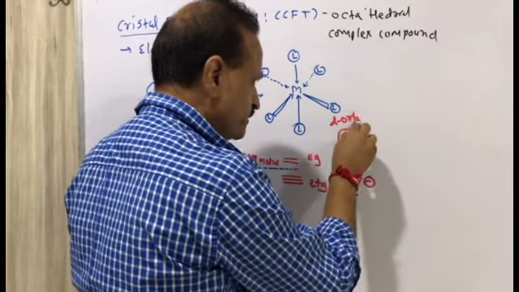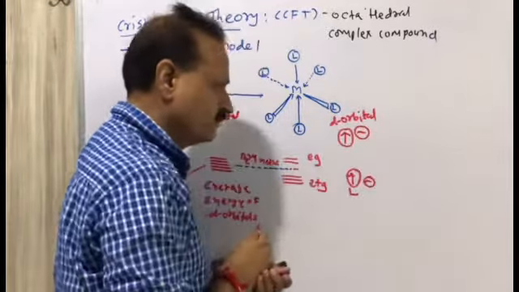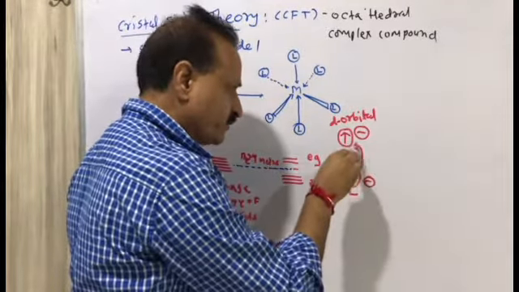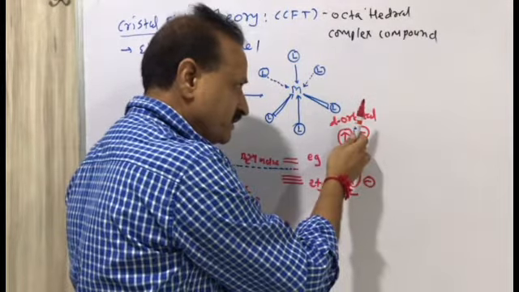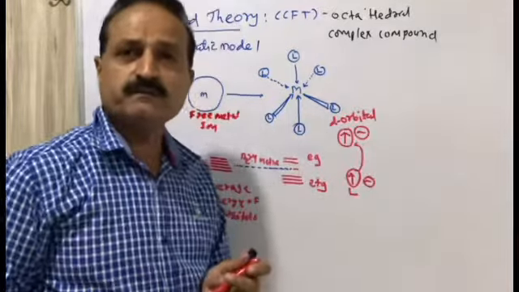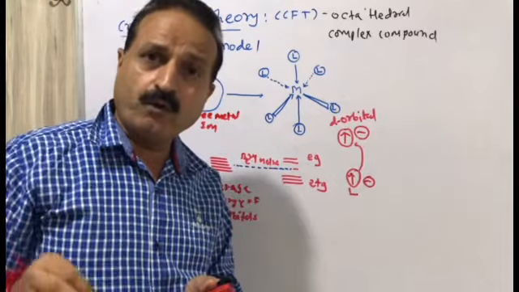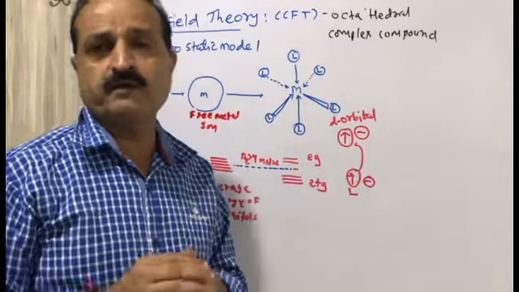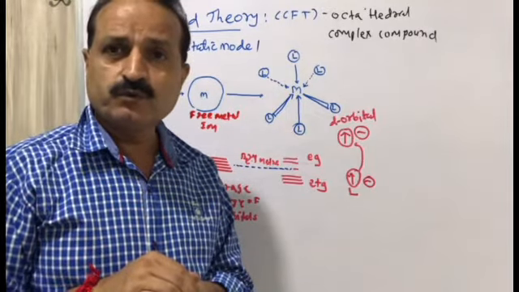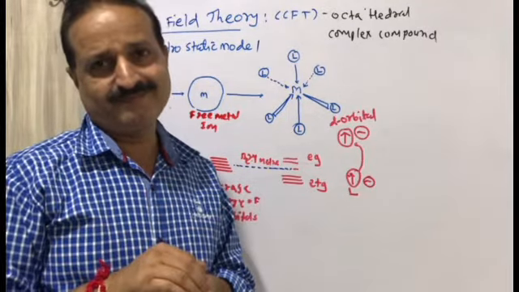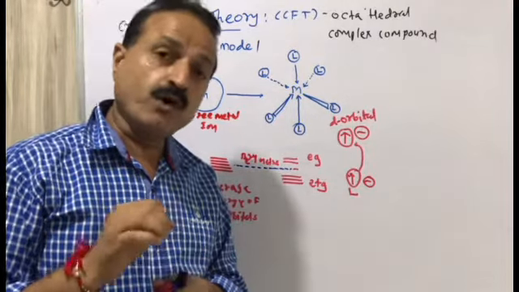When the electron is transferred to the d orbitals, the electron has a negative charge. So the electron of the ligand and the electron of the d orbitals are both negative charges. So we get repulsion.